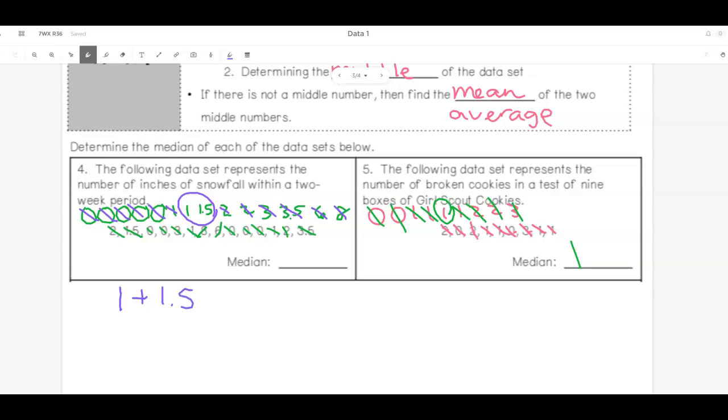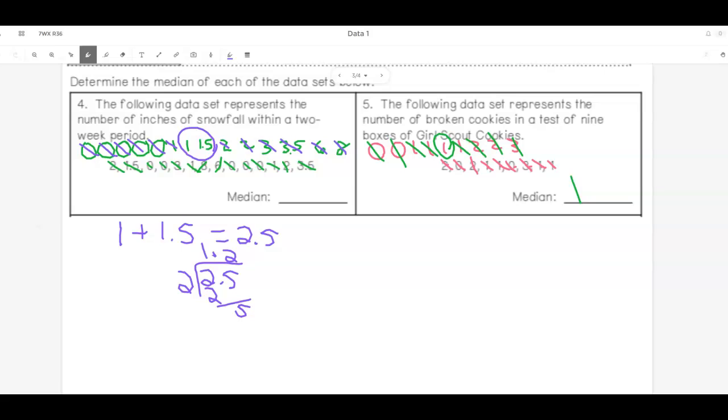So we're going to add those together. 2.5. And then I have to divide that by 2 because I added 2 numbers together. So 2.5 divided by 2. 1.25. So my median here is 1.25.